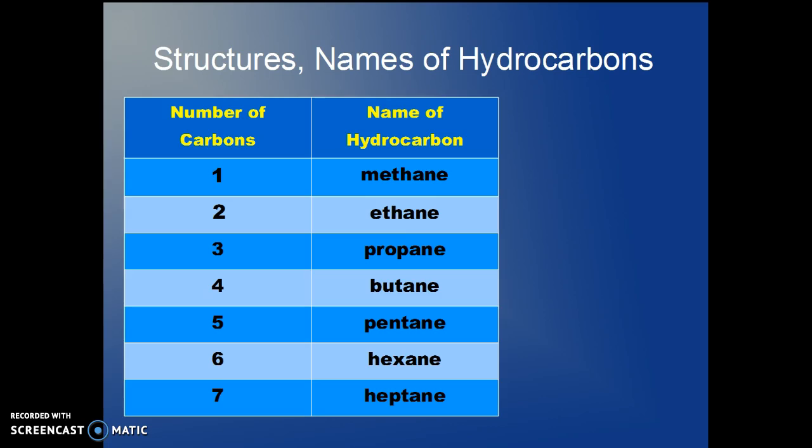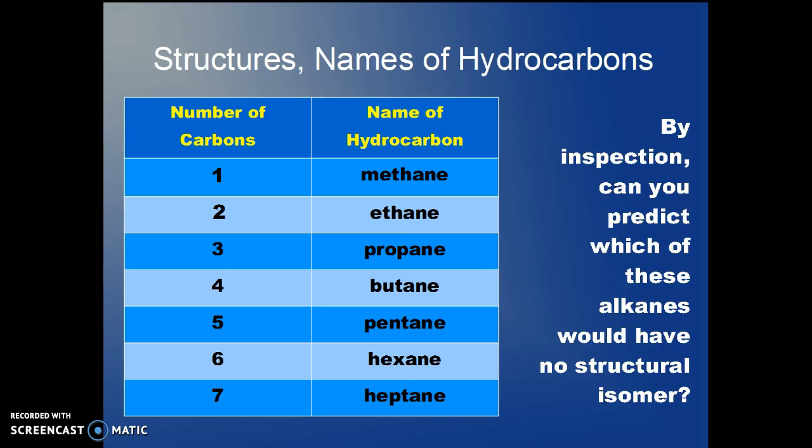Let's look at the structures and names of hydrocarbons from methane through heptane. By inspection, can you predict which of these alkanes have only one structural isomer? That is, you can't put them together in more than one way. So you might want to talk about that with a partner or try to draw some pictures and see what the answer is. Turn this off and then come back. Well, there are the three that have no structural isomers. When we get to butane, we can see structural isomers.